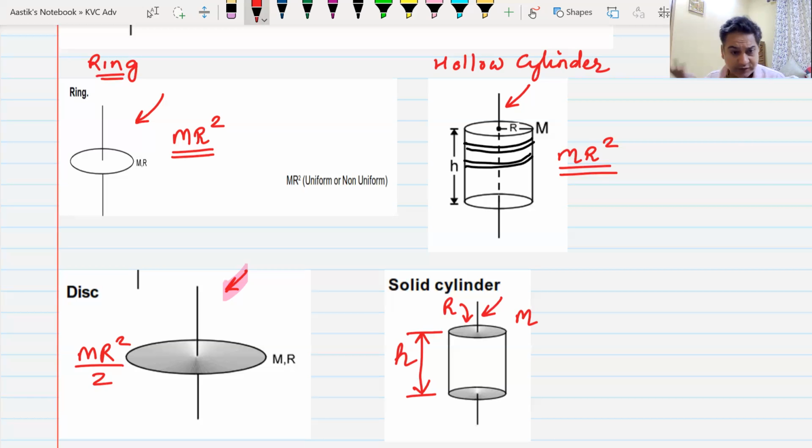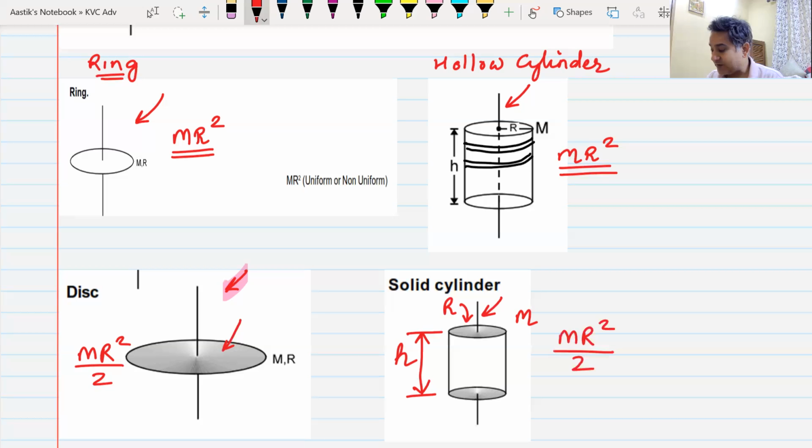No idea? Just say if you have no idea. So I'll tell you the answer. This cylinder is made from disc. Whatever is the moment of inertia of the disc is the moment of inertia of the cylinder. So the answer is mr square by 2.